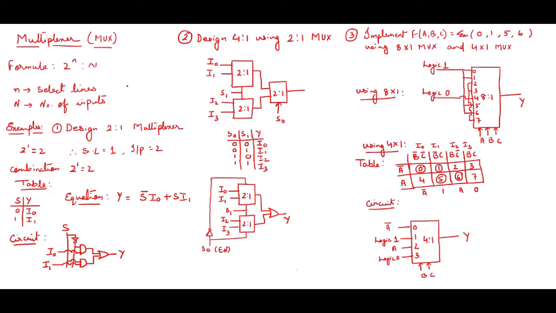Hello everybody. In this video we are going to study about multiplexer, which is also called mux. The formula for multiplexer is 2 to the power small n is to capital N, where small n is select lines and capital N is the number of inputs.